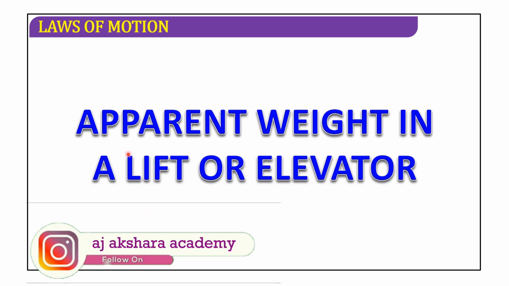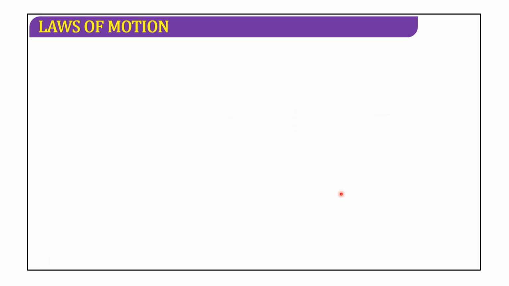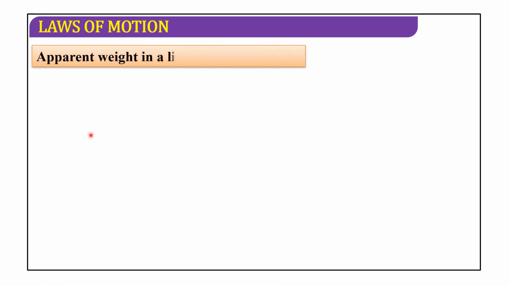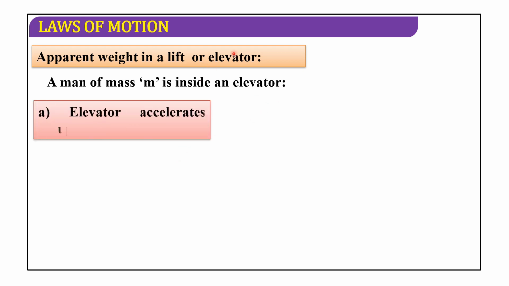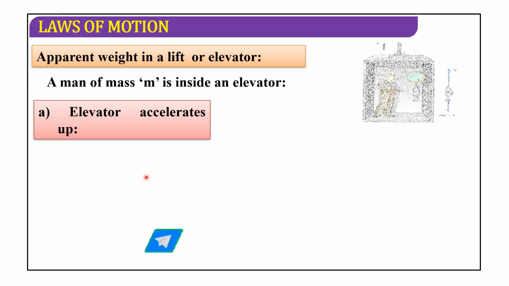Now, I'll discuss apparent weight in a lift or elevator. Let us discuss apparent weight in a lift or elevator. So, a man of mass m is inside an elevator. Here, first, the elevator accelerates up. Here, observe this figure.